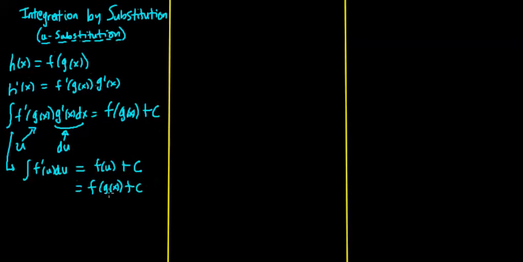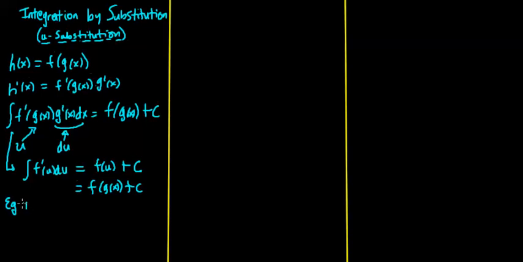Okay? So if I see a chain of two functions and I see the derivative of the inside function sitting by dx, then this u-substitution, letting u be g of x, is a good tool to integrate this expression. Okay, so let's have a couple of examples here.